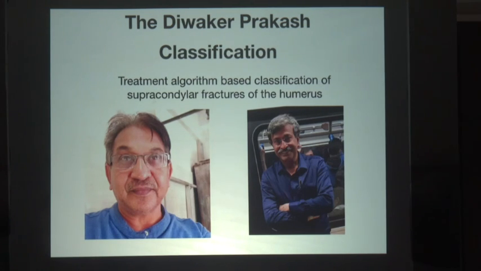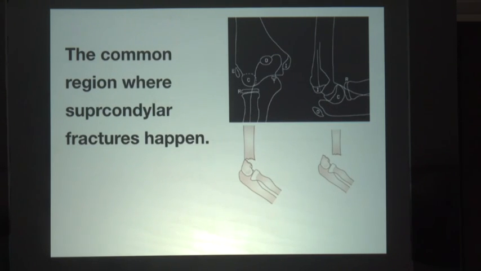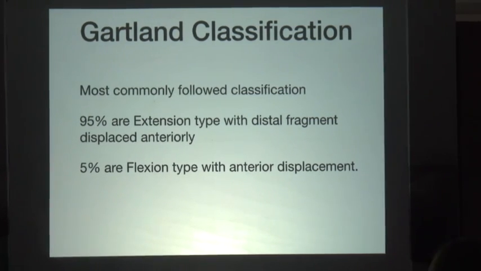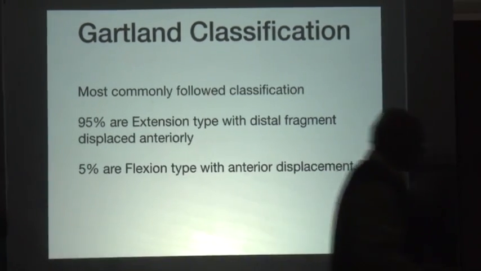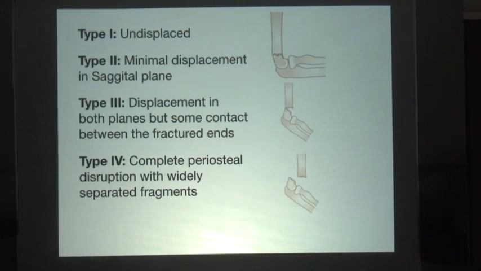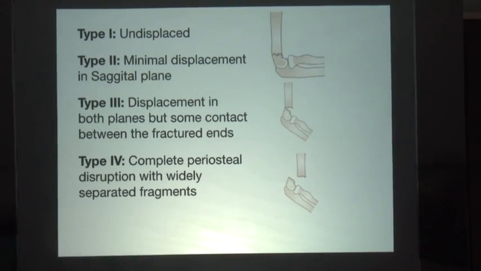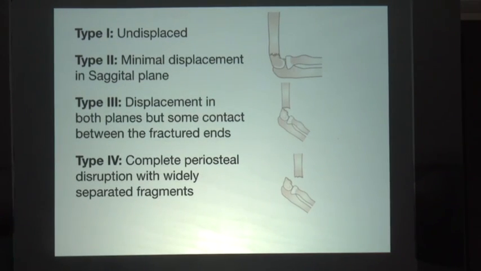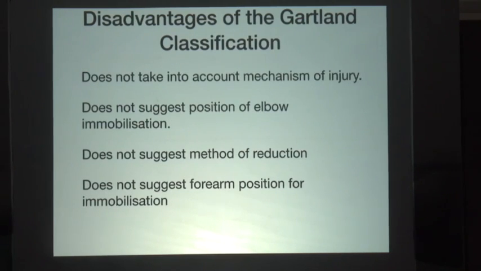Before you understand that, let me tell you treatment algorithms. This is a common place where supracondylar fractures happen. Gartner classification, most common 95% extension types, 5% flexion type. And Gartner classification is very simple. One is undisplaced, 2 minimally displaced in the sagittal plane, 3 displacement in both planes, but some contact is there, and 4 complete disruption. AO classification is based on this only.